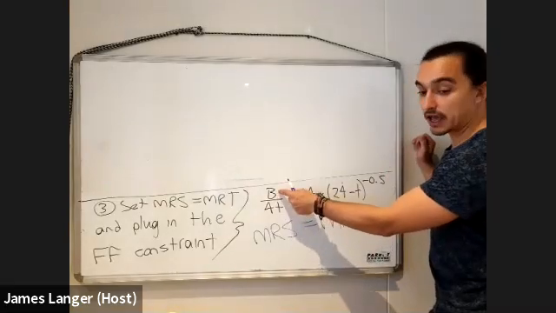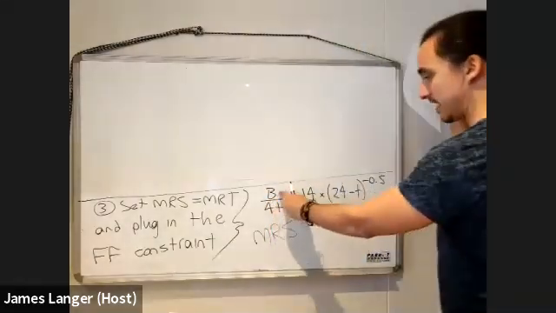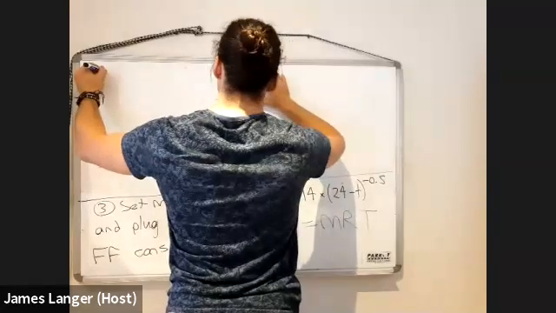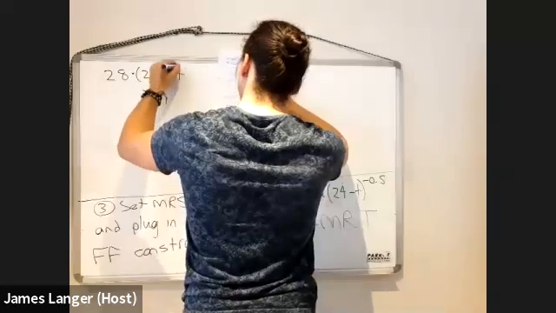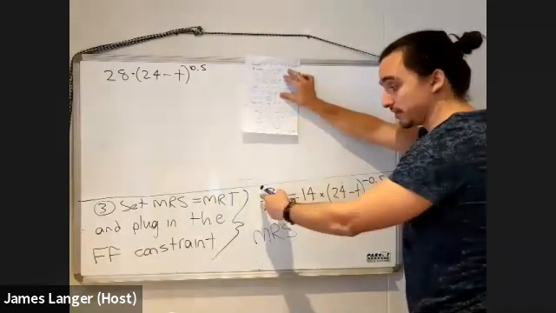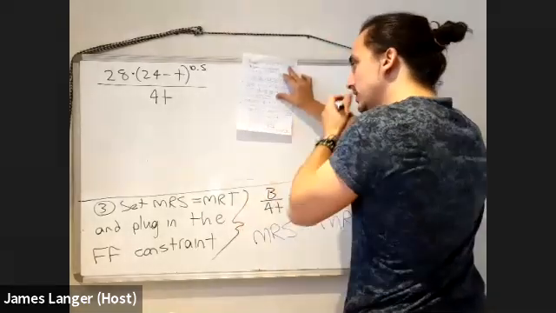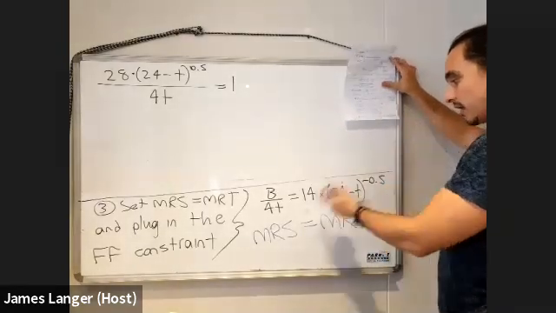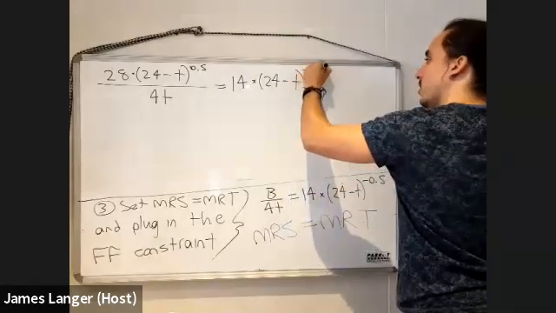So what we're going to do here is plug in our feasible frontier constraint right here. Instead of having the B part here, B is equal to 28 times (24 minus T) to the power of 0.5. That is my B. If I had a number here, guys, I'd have to include it there. If it was 2 times B, it would be 2 times that, okay? Over 4T. We set this equal to what we had over here, our MRT, which is 14 times (24 minus T) to the power of negative 0.5.